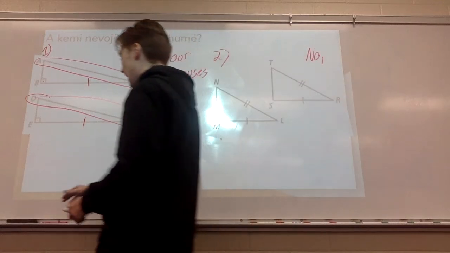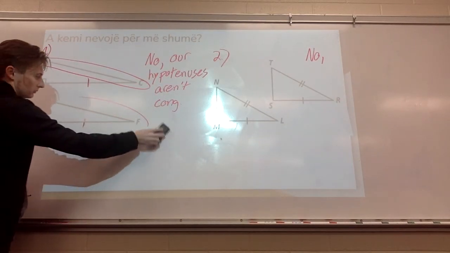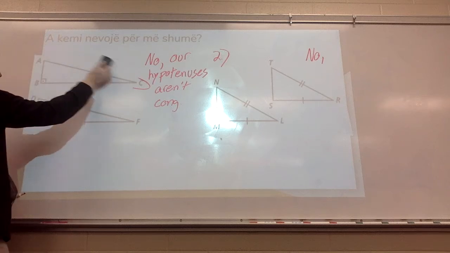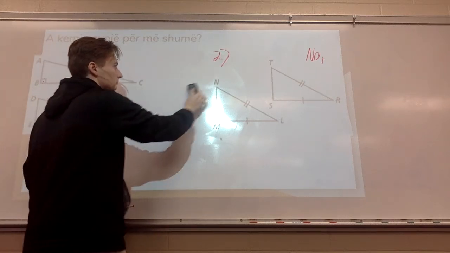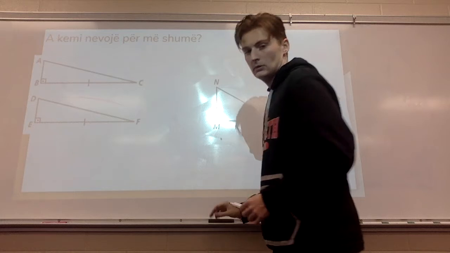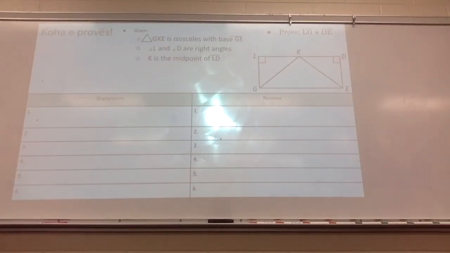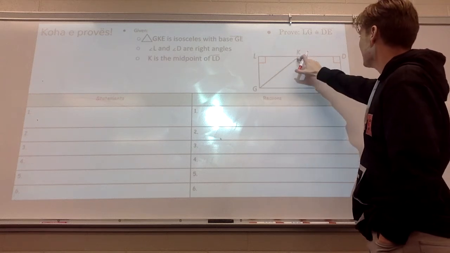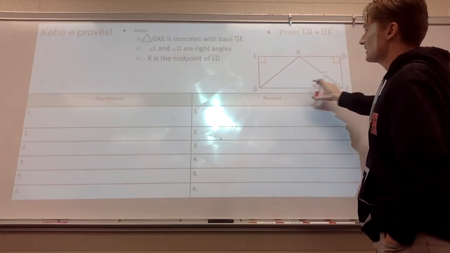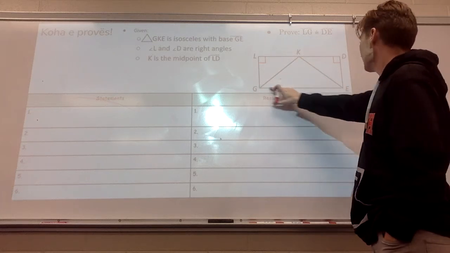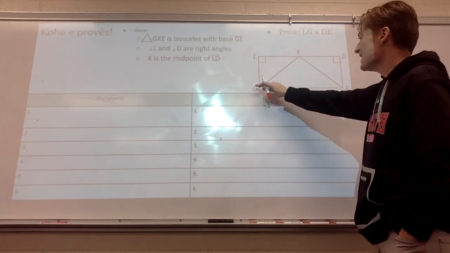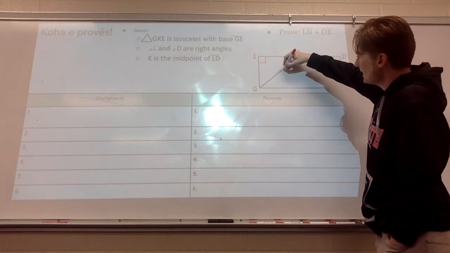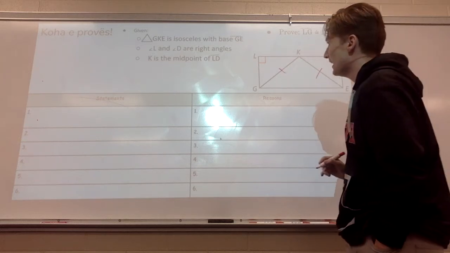So, now, let's go ahead and get into this proof. So, this proof, wow, looks like a lot. Let's start with our given. We are given that GKE, okay, this triangle is an isosceles triangle with a base of GE. Well, if my base is GE, that means that GK is congruent to KE.